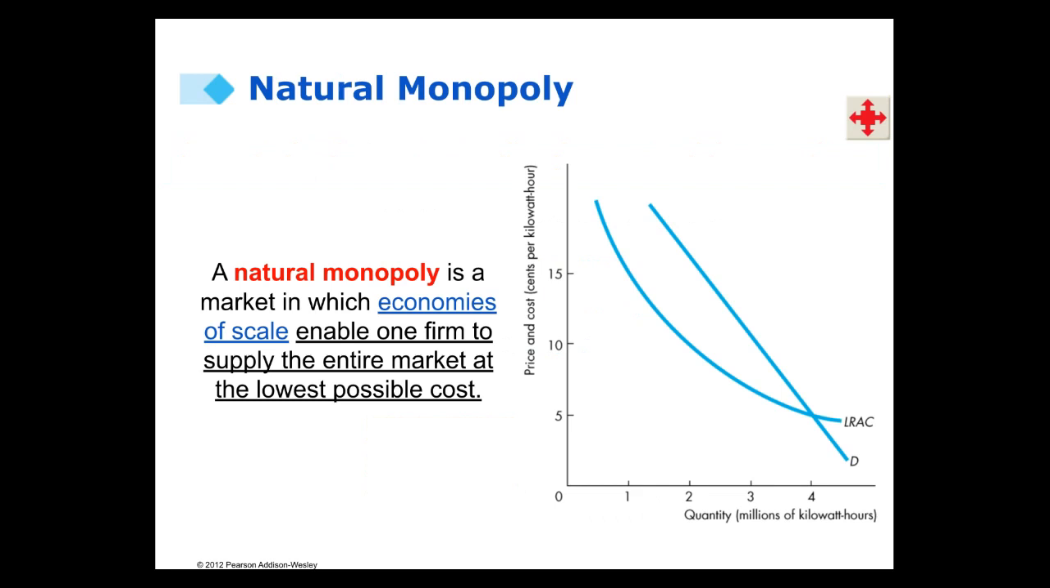When there's a natural barrier to entry, we call it a natural monopoly. This is a case where the economies of scale enable one firm to produce the supply for an entire market and still be at the lowest possible cost. In this case, when the firm is producing 4 million kilowatt hours, it's doing so at a cost and a price of 5 cents per kilowatt hour.